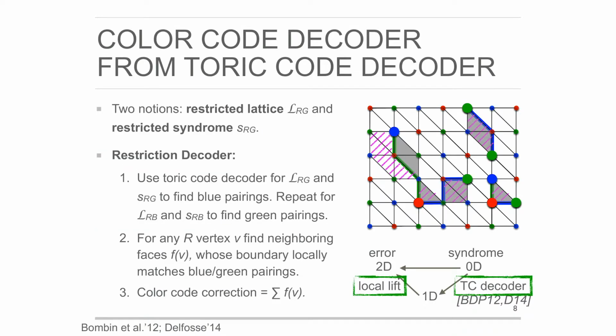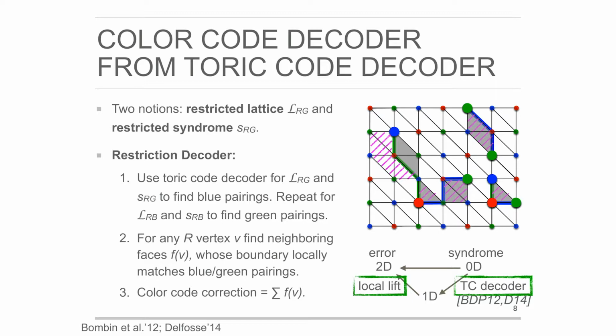So before I tell you the answer to that, which carries over to higher dimensions, I need to introduce 2 notions. The first notion is the notion of a restricted lattice, and the other one is a notion of a restricted syndrome. So let's assume that this is my color code I want to decode. The shaded triangles are the errors, and highlighted vertices are the syndrome I measured. So a restricted lattice of color red and green is obtained from the initial lattice by keeping all the vertices of color red and green and edges connecting those vertices. So that would be the restricted lattice. Similarly, the restricted syndrome, RG, would be to keep excitations of color red or green.